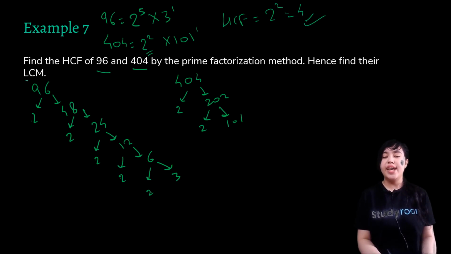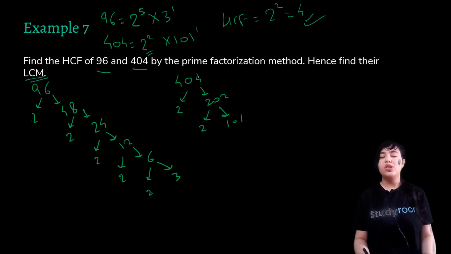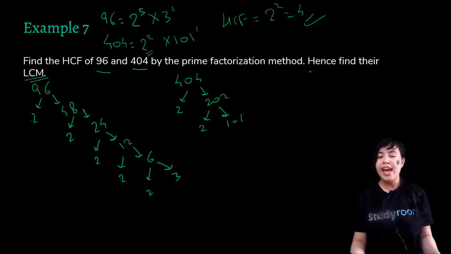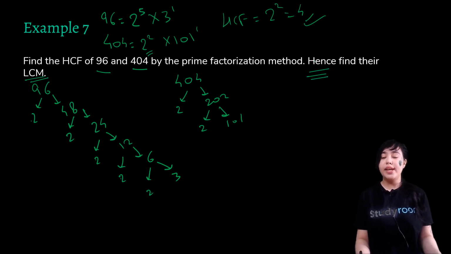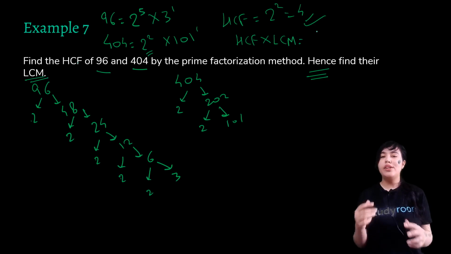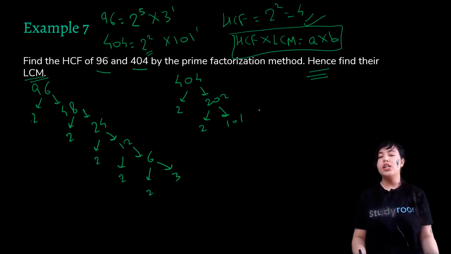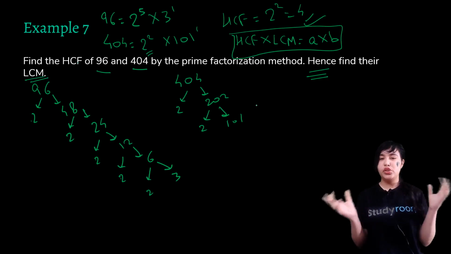Now you have to find out their LCM. Now you can obviously make use of the method that we used in the previous example, but here if "hence" is written, it means that you have to make use of the result which you got in the previous step to find out this. So how can I make use of my HCF to find out the LCM? So there is a result. It says that HCF into LCM is equal to the product of the two integers whose HCF and LCM you found out, and that is A into B. Okay, so HCF into LCM is equal to the product of the two integers.